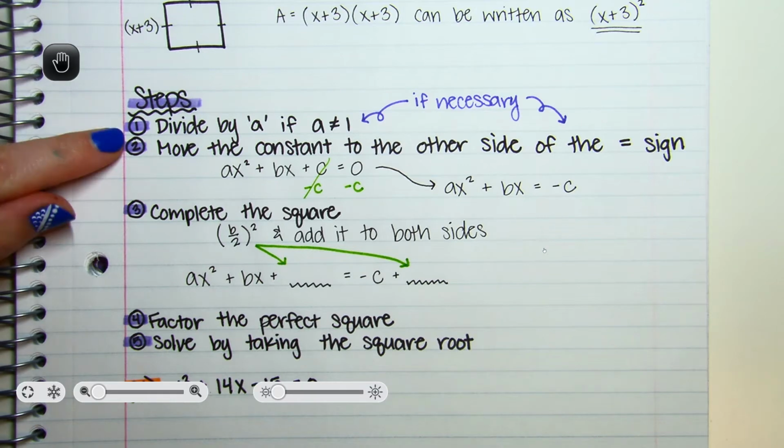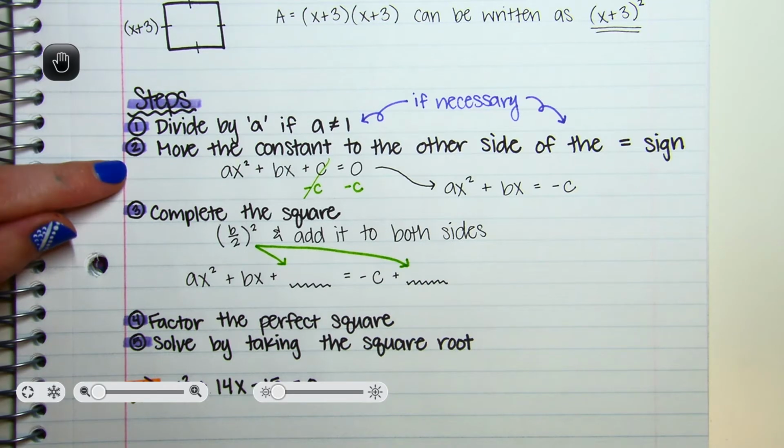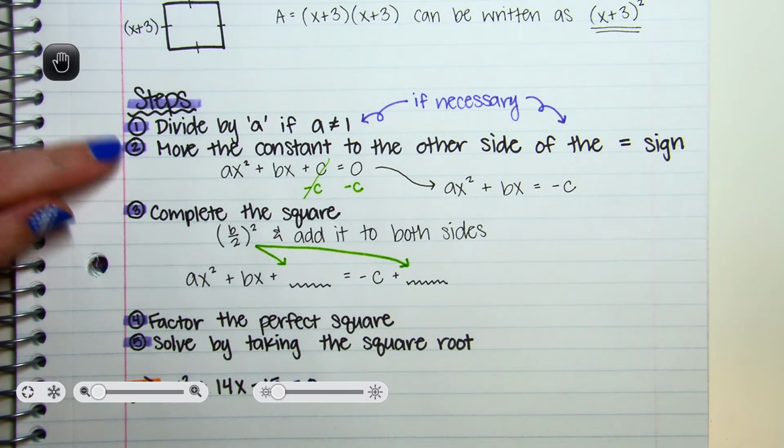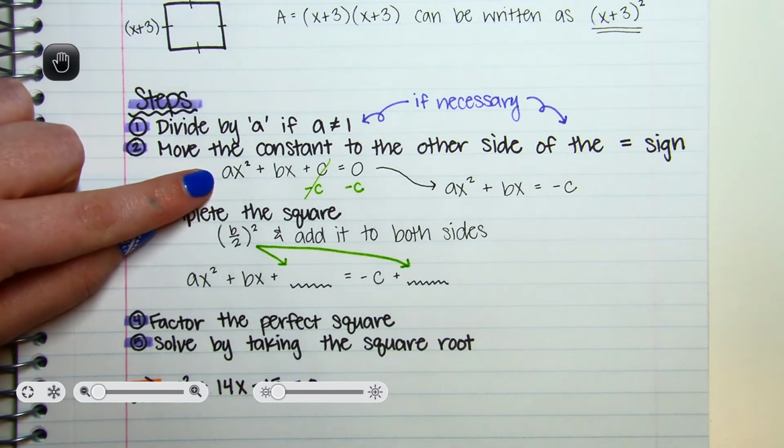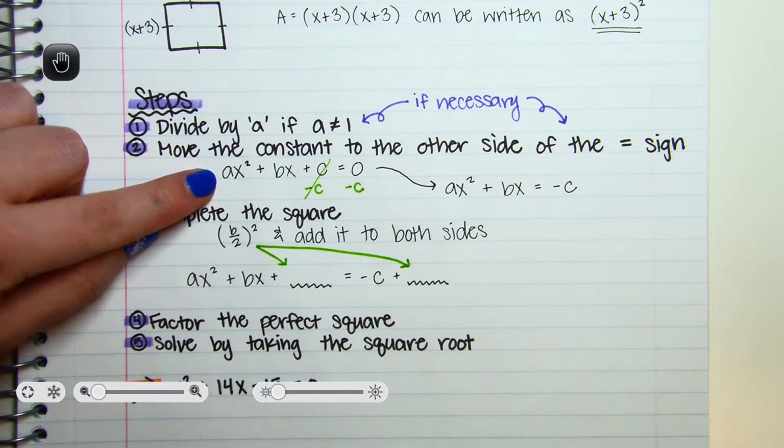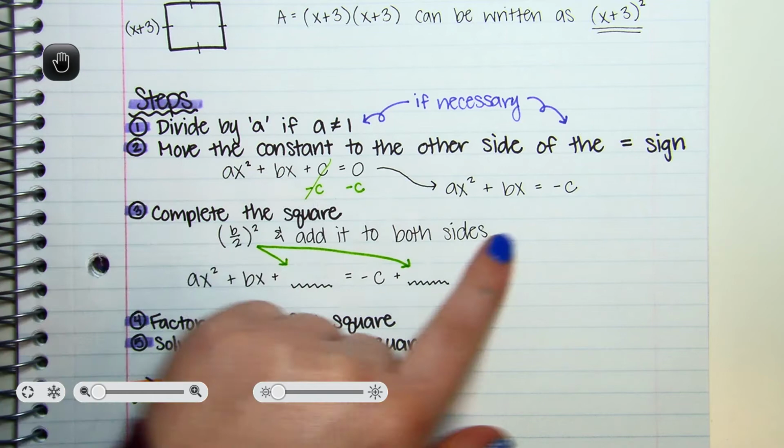All right, so step 1, divide by the a value if a is not equal to 1. This is only if it's necessary. For the most part in this class, we will not see any where your a value is not equal to 1. That's more for geometry and algebra 2, but I still want to include it because it is technically the first step. Step 2 is to move the constant to the other side of the equal sign. So for example, if we have ax squared plus bx plus c equals 0, we want to move the constant over. So move the c term over to the other side.